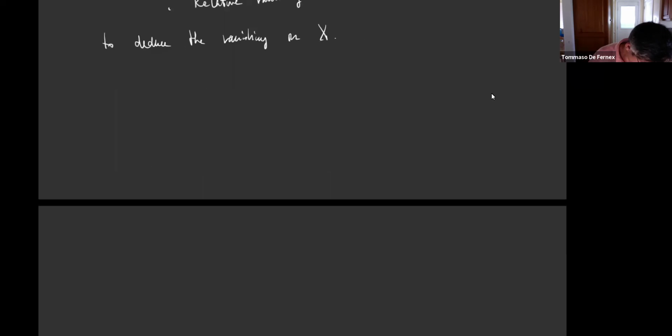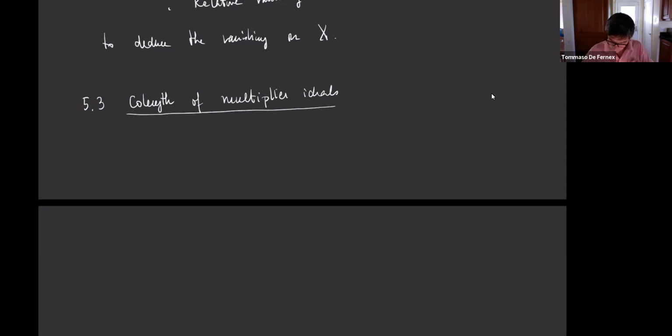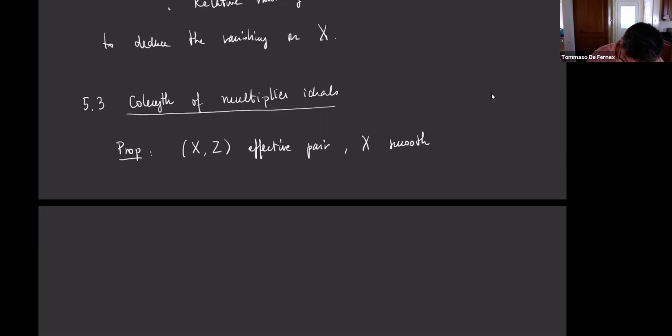So the next thing I want to talk about is one more property of multiplier ideals. This is not as famous as Nadel vanishing. This is specific to what we need. This is a colength of multiplier ideals. Again, this property is very specific to the situation we're going to be in, but it's going to be useful in the proof. So here's a proposition. Suppose I start with X and Z as an effective pair, where X is smooth, and this time the smooth condition actually is important, say of dimension n.